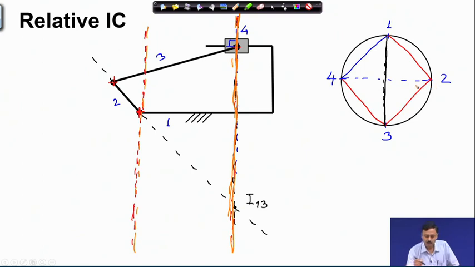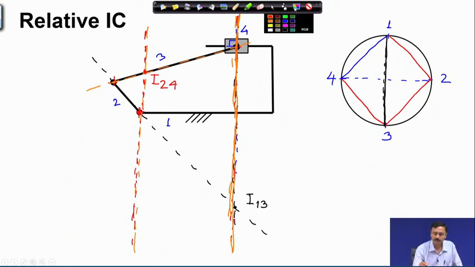The other path is I 2 3, which is here, and I 3 4, which is here. So, which means it is this line. So, I 2 4 must lie on this line as well. So, this point, as you can see, is I 2 4. So, this intersection point is I 2 4.